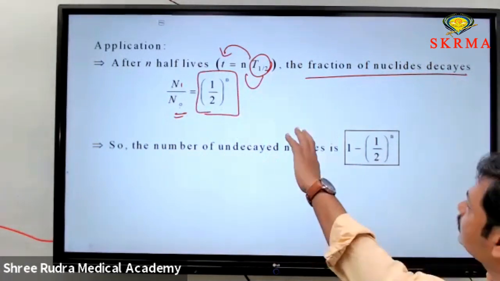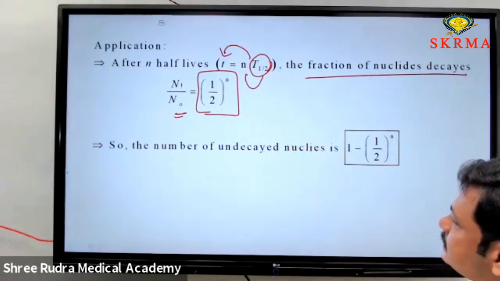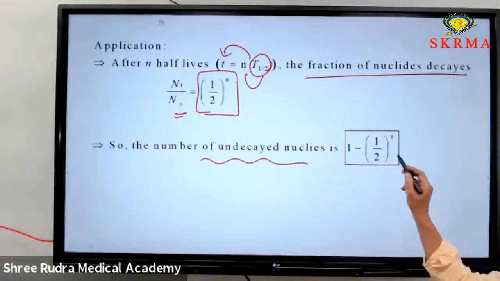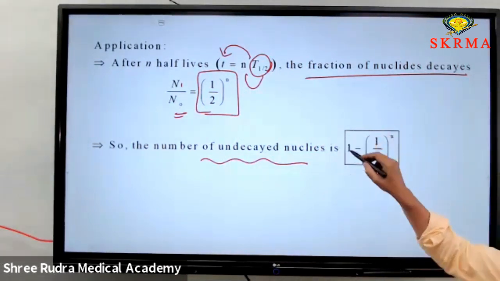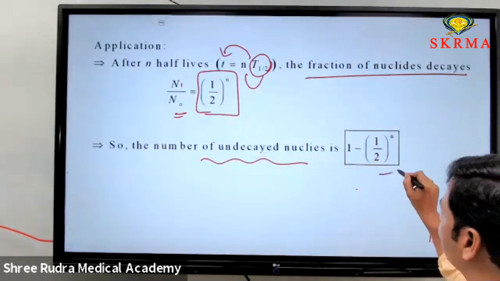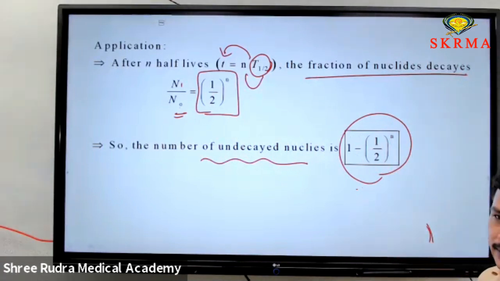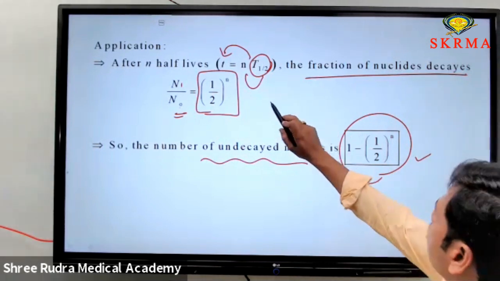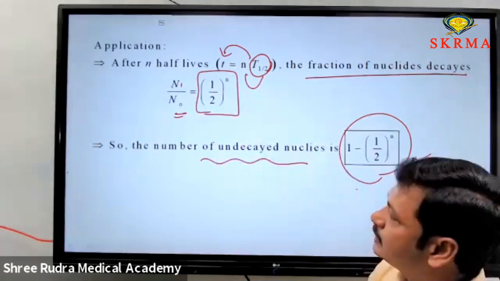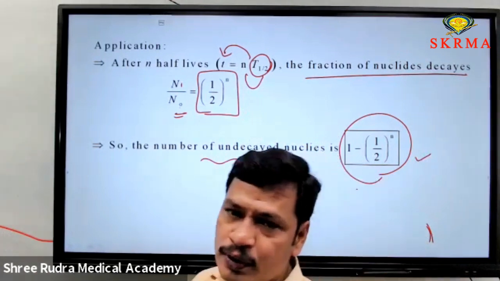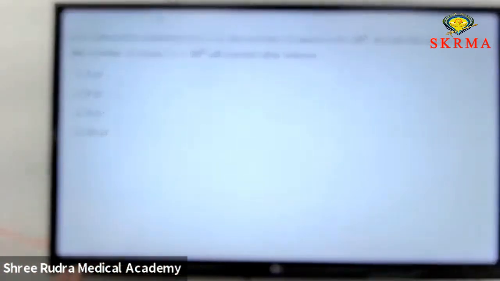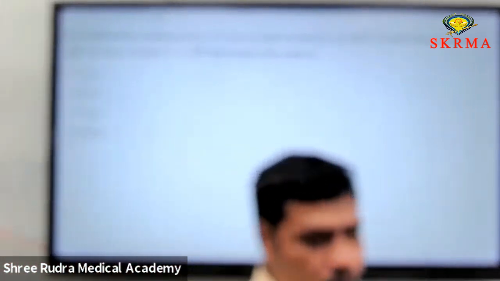If that portion of nuclei decays, the remaining number of undecayed nuclei is 1 minus 1 by 2 whole power n. This is the equation for the number of undecayed nuclei. This is the equation for the fraction of nuclei remaining: N by N naught equals 1 by 2 whole power n. Based upon these two equations, you can solve this problem.